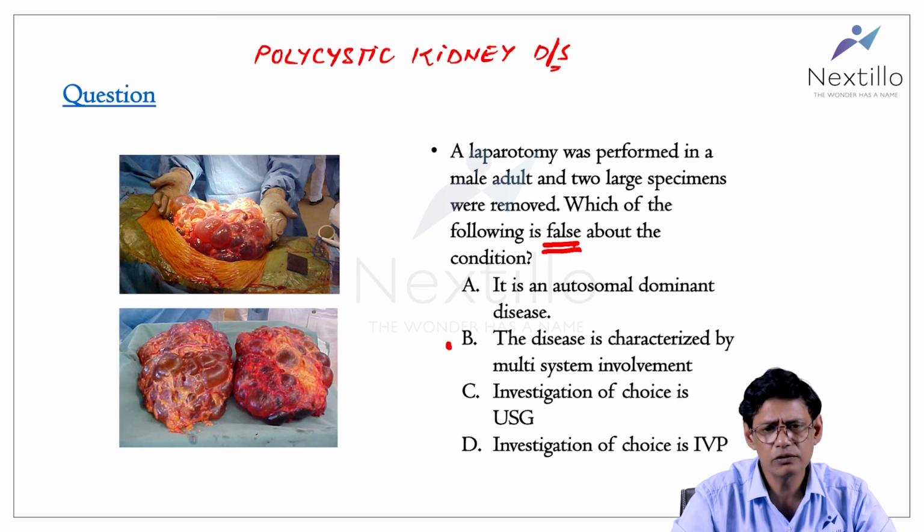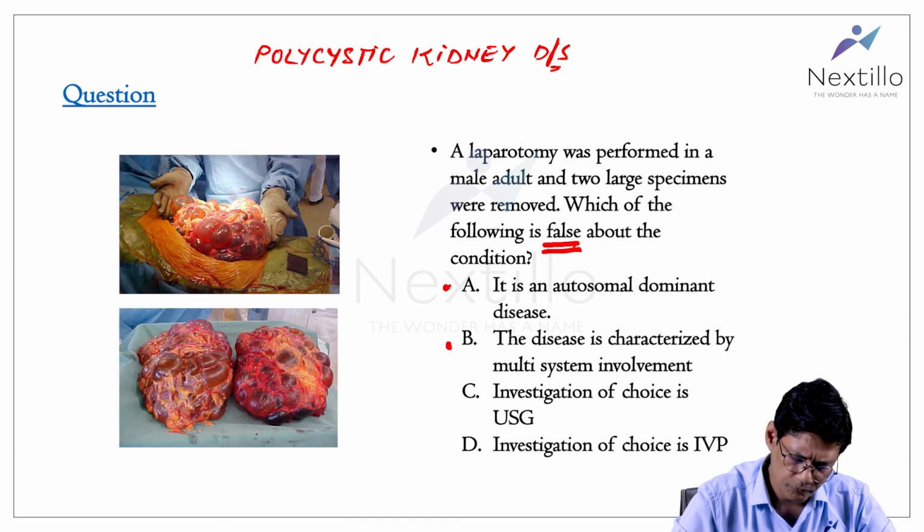The investigation of choice for this condition is USG. USG is almost 100% sensitive in diagnosing polycystic kidney disease in a high-risk patient. And this is definitely not going to use any contrast or anything, and therefore it is very good and easy to do. So the investigation of choice for polycystic kidney disease is USG. The third option, that means, is true.